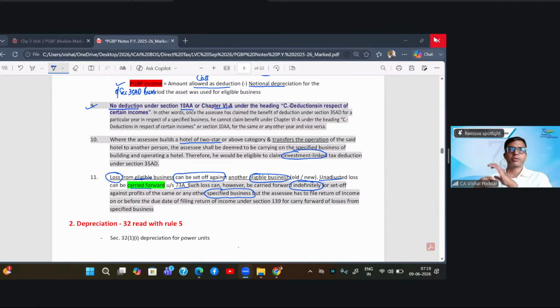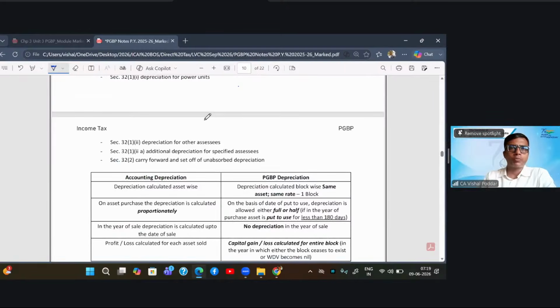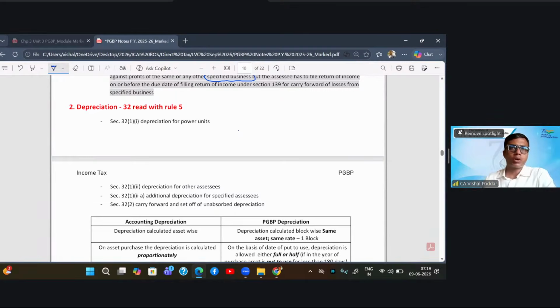Okay, so it seems you all are thorough with all the provisions till this point. So now let me go to depreciation. Now see, depreciation is something which is not new to us. We are the students of accountancy, of commerce. So in our accounts, right from your 11th to 12th standard stage, you have been studying depreciation.